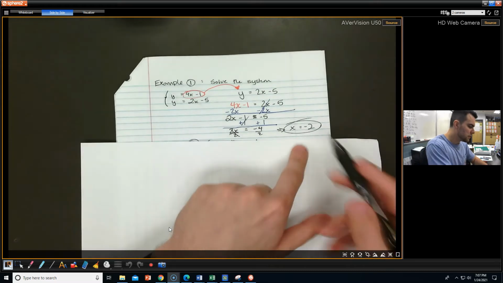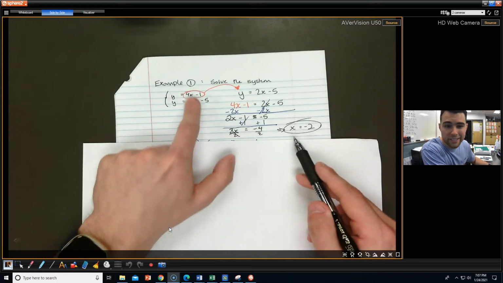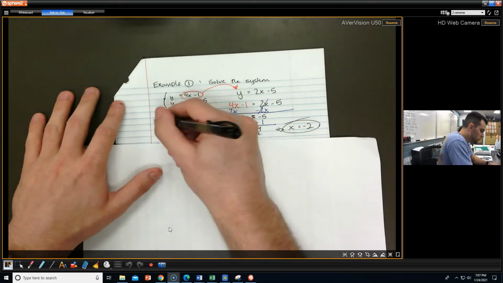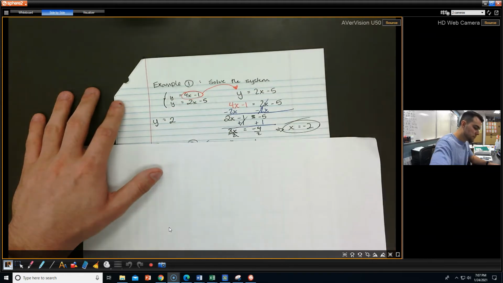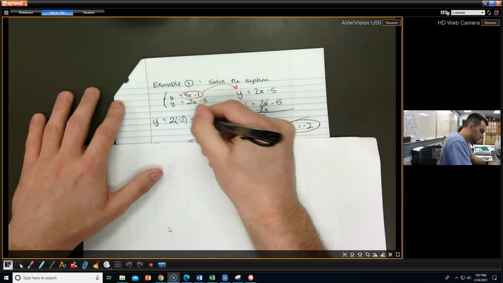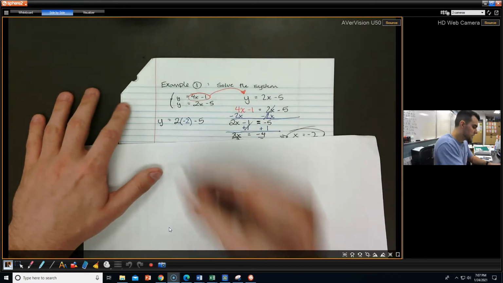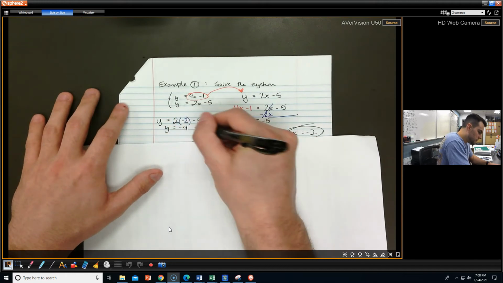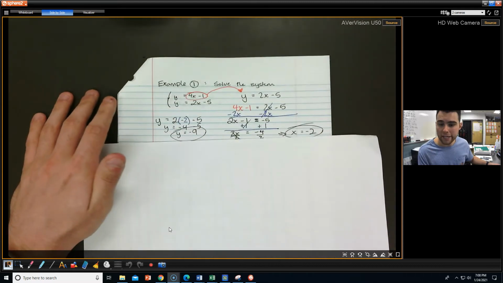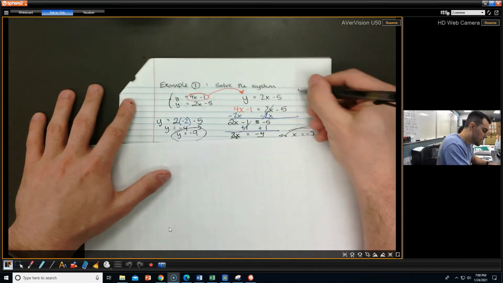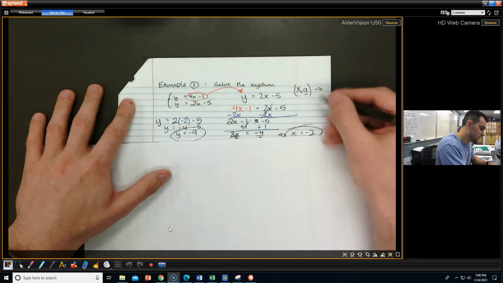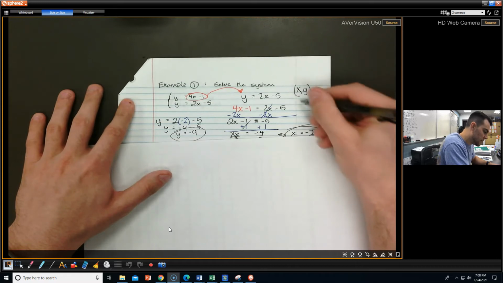Now what I could do is plug it in to either of these equations. It does not matter which one. For instance, I'm going to take the second equation. Okay? I'm going to do y is equal to 2 times negative 2 minus 5. So now we get y is equal to negative 4 minus 5, and so y is equal to negative 9. Right? And so if you want to write your answer, we want to write it as an xy coordinate. So I'm going to make that negative 2 comma negative 9, and that'll be my answer.